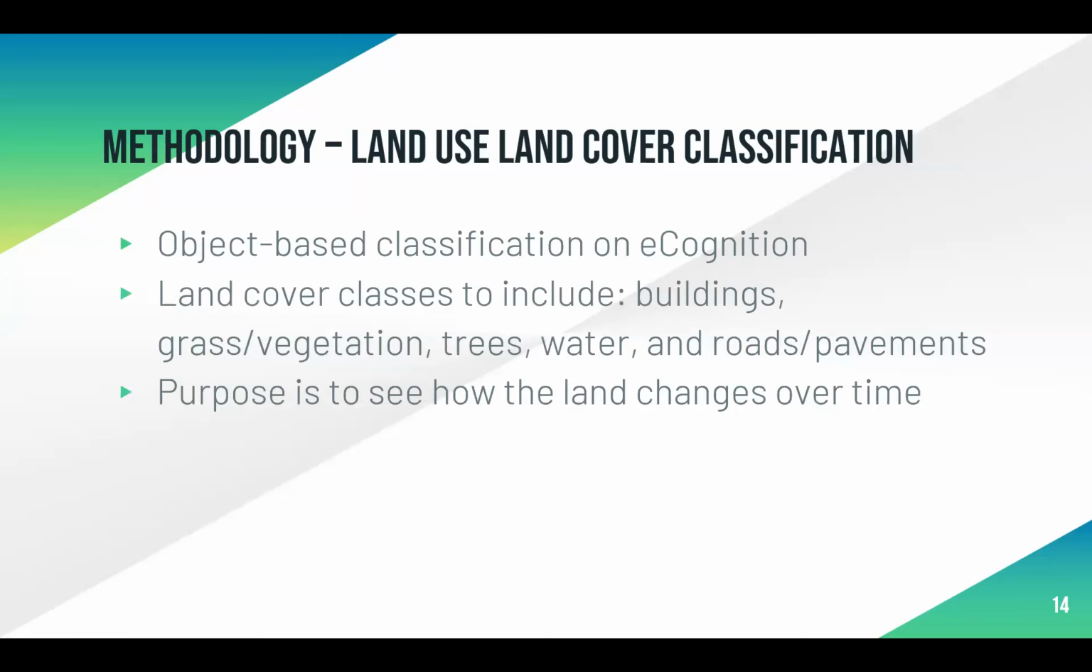For the second part of my method section, and to get a better picture of these changes, I intend on completing an object-based classification in eCognition for 2 time periods, and it will allow me to see what land cover classes have changed over time. The main land cover classes evaluated would be grass, vegetation, trees, buildings, roads, pavements, and water. As cities become more developed, grass, vegetation, and trees might make way for buildings and roads, and completing an object-based classification will allow us to quantify the amount of change in the area.